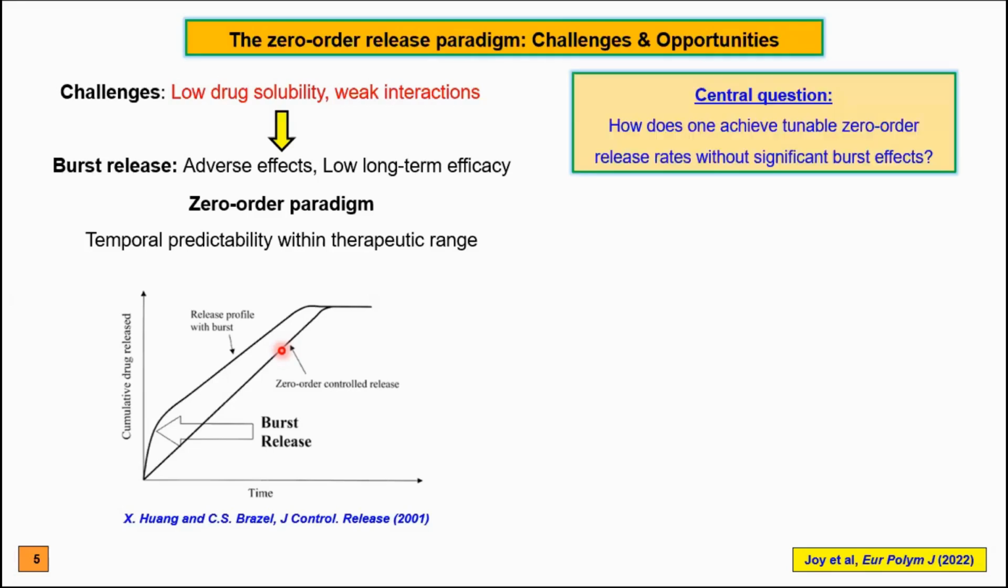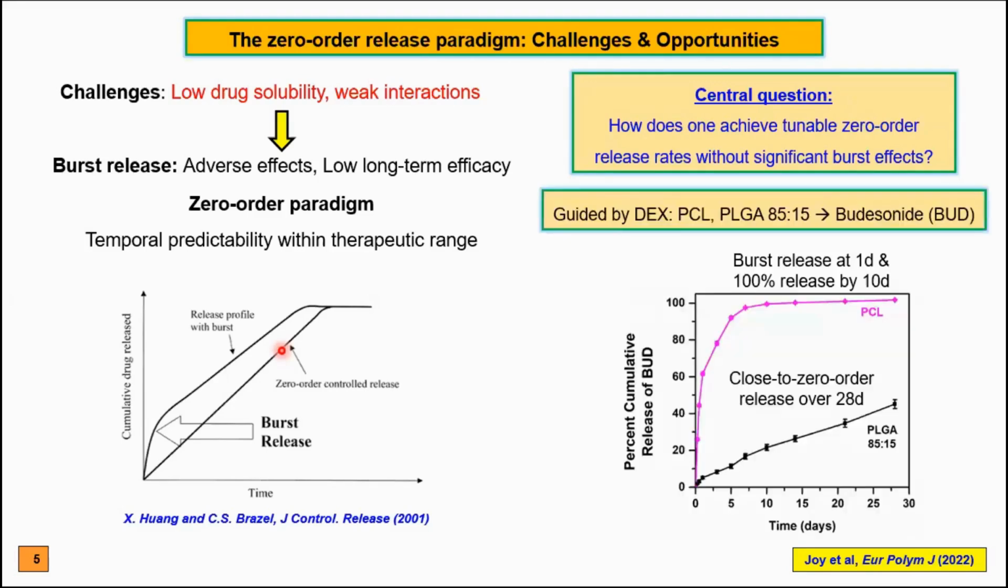So with that in mind, the question we asked is, how does one achieve tunable zero order release rates without significant burst effects? And here, guided by our experience with the dexamethasone that I showed you on the previous slide, we took another corticosteroid, budesonide, and we picked those two materials that gave us very significant burst release and zero order kind of release over several days. Now, what we've done here is we've just taken the drug budesonide and put it into two different materials. One is polycaprolactone, PCL, the other is polylactide glycolide, which is PLGA, and we've shown you the release kinetics here.